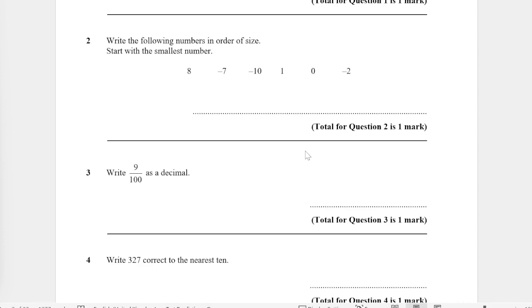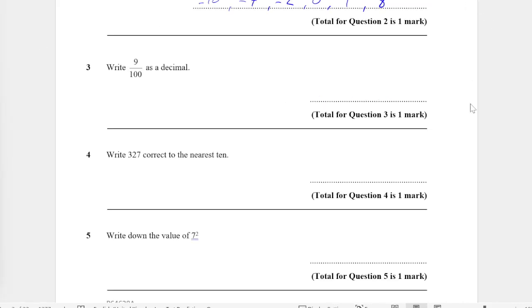Question 2, write the following numbers in size order, starting with the smallest. We've got a mixture of negative and positive integers. So our smallest one is going to be -10, followed by -7, followed by -2. And that's all my negative numbers. Then we go 0, 1, and 8. So double check: 1, 2, 3, 4, 5, 6 numbers. 1, 2, 3, 4, 5, 6 numbers.